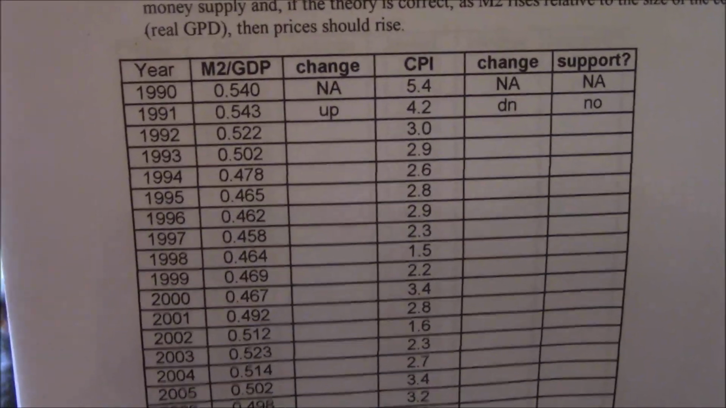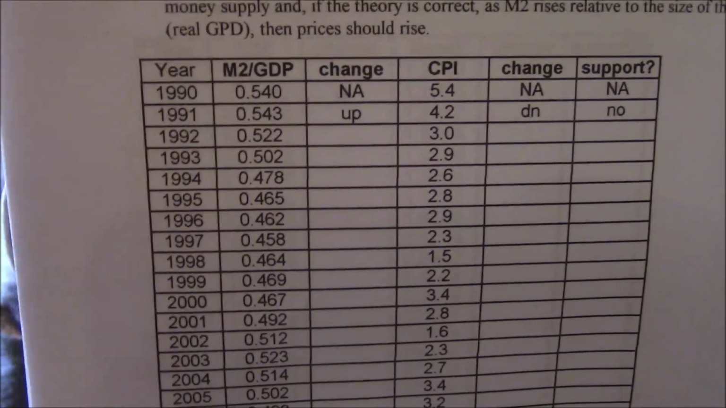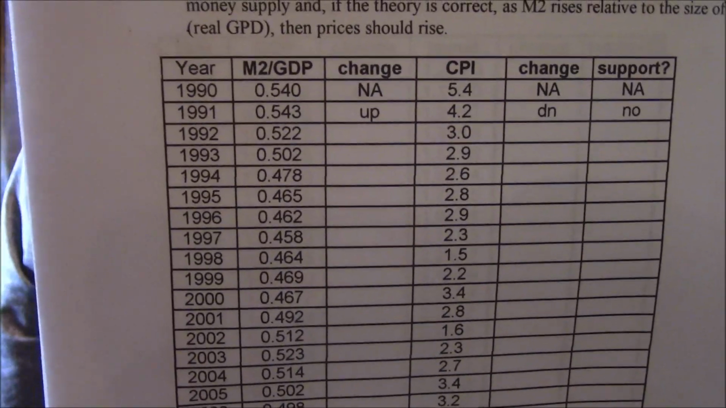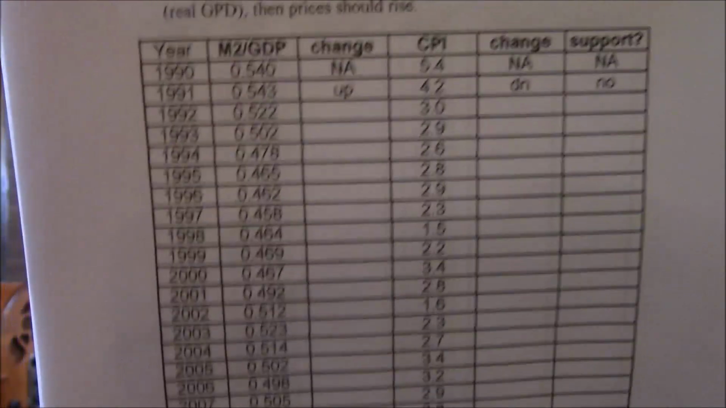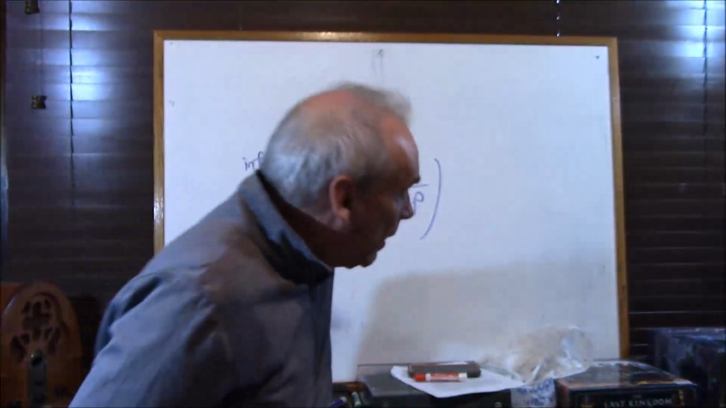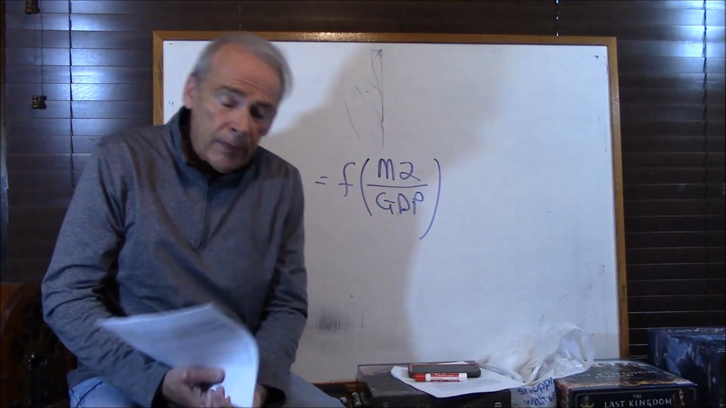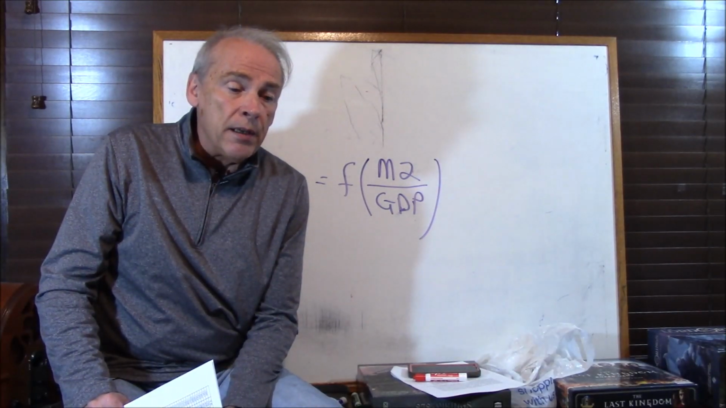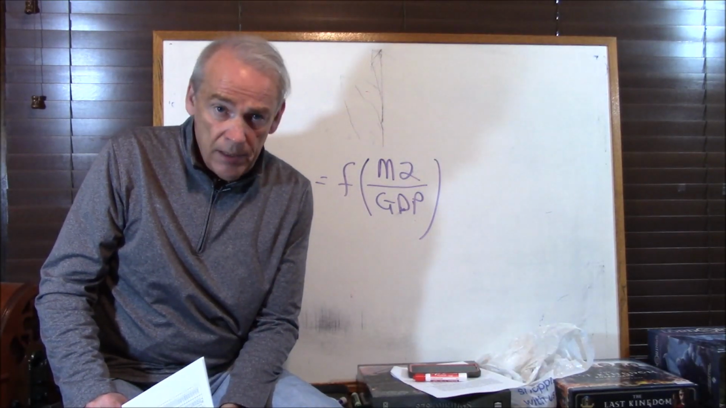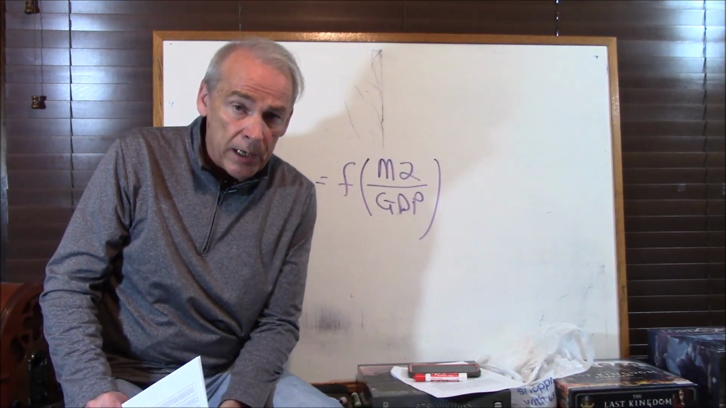Next one. M2 to GDP went from 0.543 to 0.522, so it went down. And inflation went down. All right, so that one is consistent. All right, so you go through and you check that out. And again, you shouldn't get very good results because theoretically it doesn't make sense. I will have explained this already to you in class.